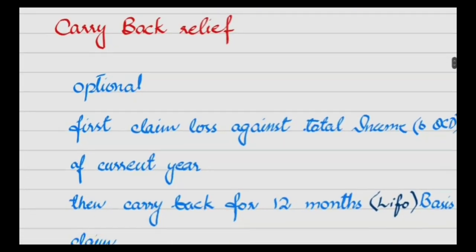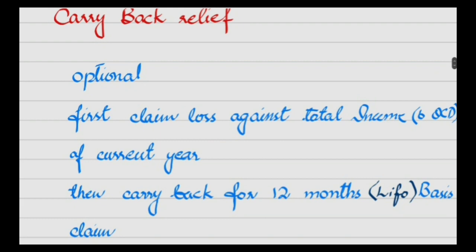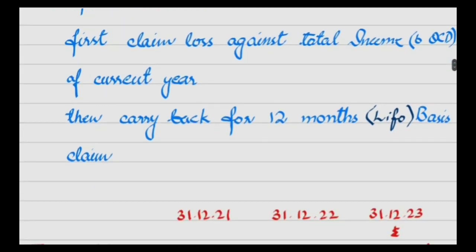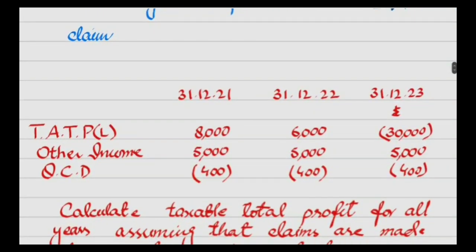Next is carryback relief. This is an optional claim. First, you have to claim against total income before QCD of the current year, and then you carry back for 12 months on LIFO basis. इसके लिए ज़रूरी है कि पहले आप current year claim करें. It is necessary to use the current year claim and then the carry back claim of 12 months, and this 12 month carryback claim can be made on LIFO basis, last in first out.